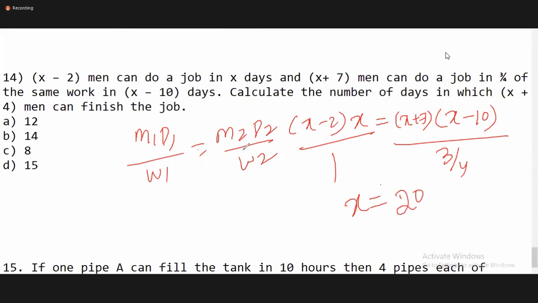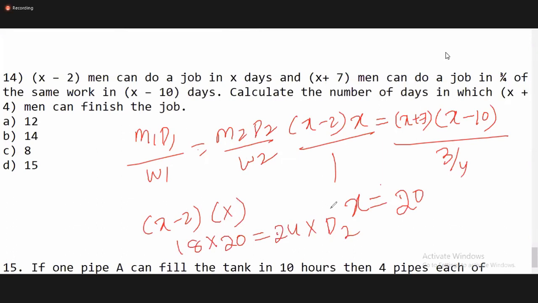Calculate the number of days in which x plus 4 men complete the job. In the first case, x minus 2 men are taking x days. If you substitute x, 8 men can do a work in 20 days. So the question is x plus 4, which means 24 men can complete a job in how many days? You just need to solve this.